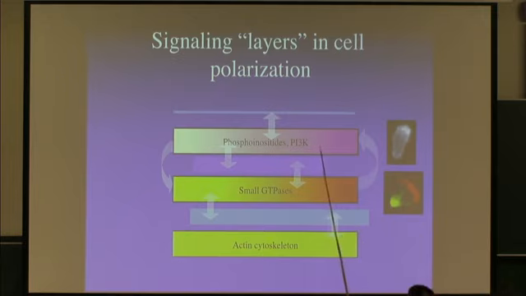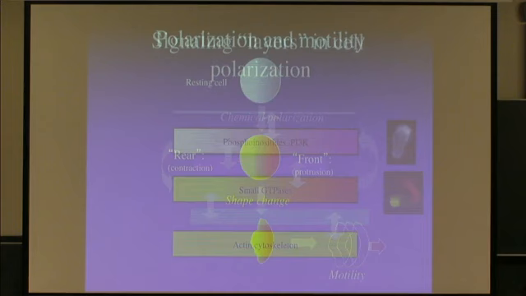and try and isolate each layer at a time, study it, and then see if we can hook them up together. I'm going to later mention an additional layer. Let's leave that for the moment. We'll come back to it. But this, again, the PI3 kinase is also a protein that's known to be upregulated at the front of a cell, in particular in Dicty.